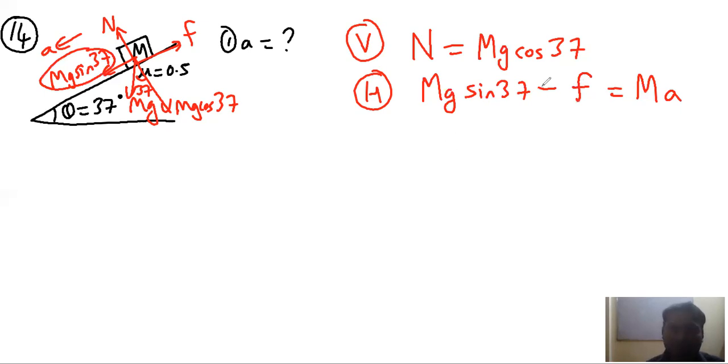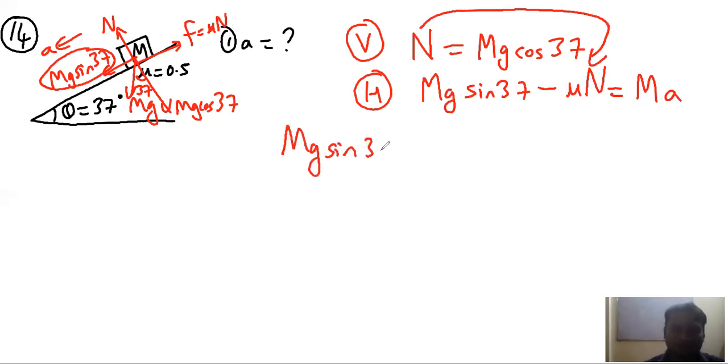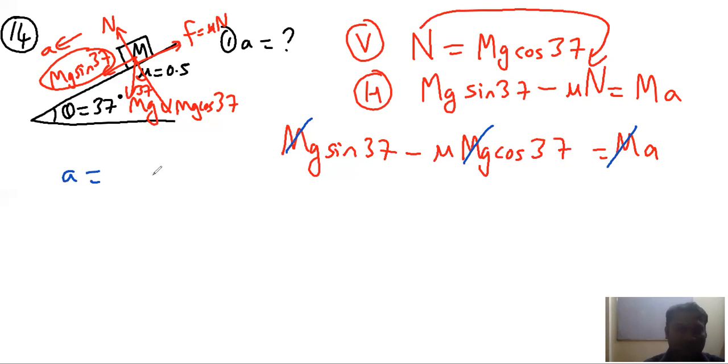So these are the two equations. Now we can write friction force as mu N, because there is acceleration, so it is kinetic friction, its value is constant, so mu into N. Let us substitute the value of N as mg cos 37. So our equation will become mg sine 37 minus mu mg cos 37 is equal to ma. M cancels on both sides. So acceleration comes out to be g sine 37 minus mu g cos 37. So this is our answer to this question.